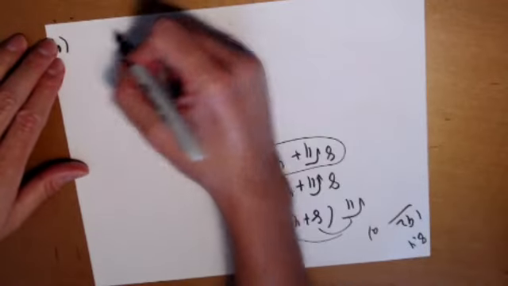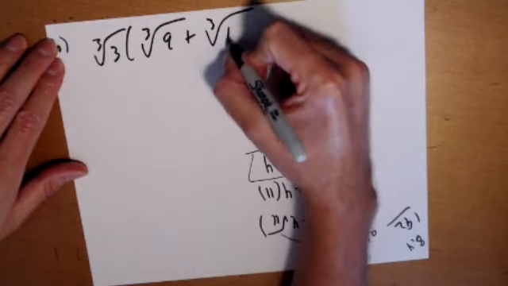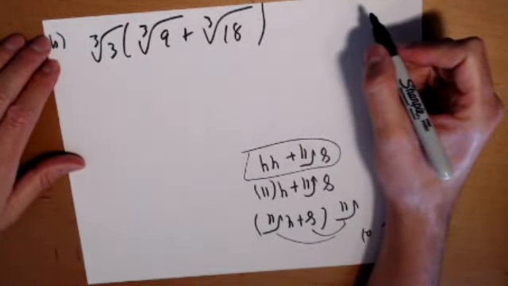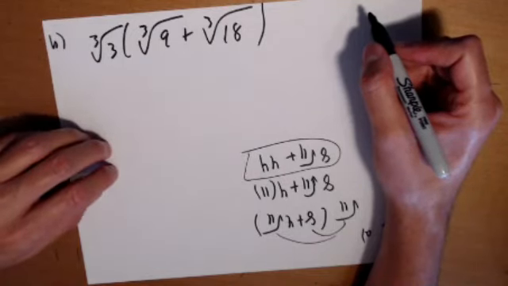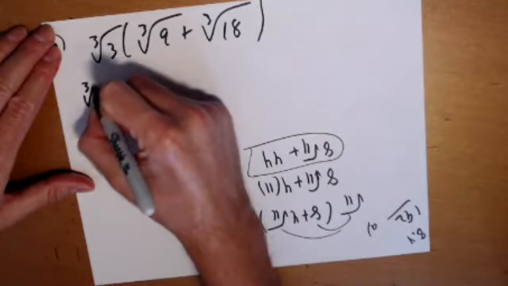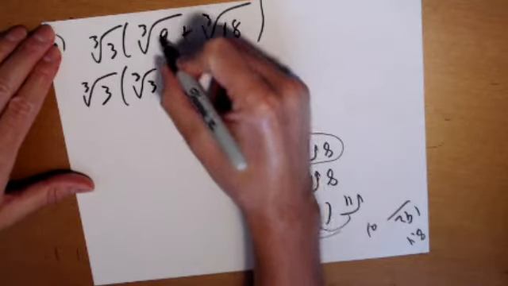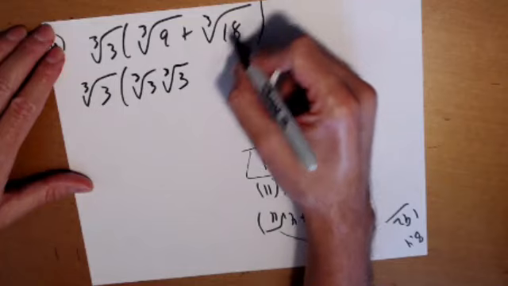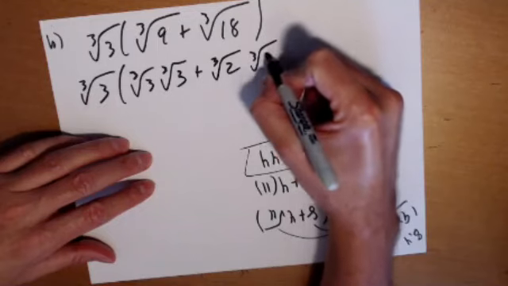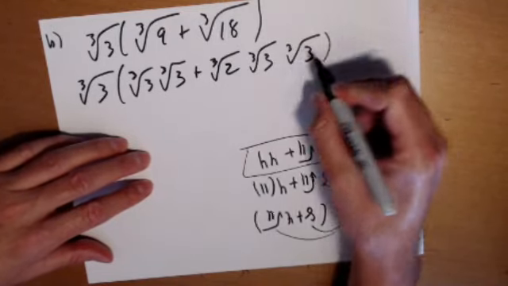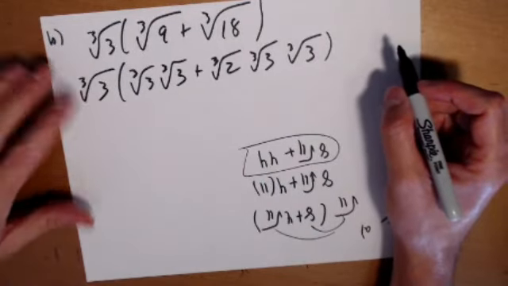We have cube root of 3 times cube root of 9 plus the cube root of 18. Oy vey. Okay. Let's see. Cube root of 3 times, let me break this up. That's cube root of 3 times cube root of 3, right? 9 breaks up into 3 times 3. And if I do a little factor tree on 18, that's going to give me the cube root of 2, the cube root of 3, the cube root of 3, right? 2 times 3 is 6 times 3 is 18.